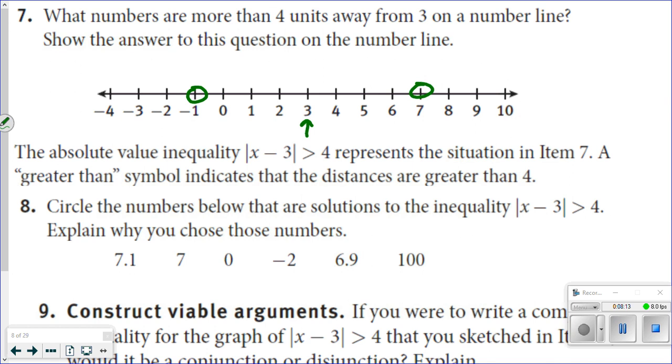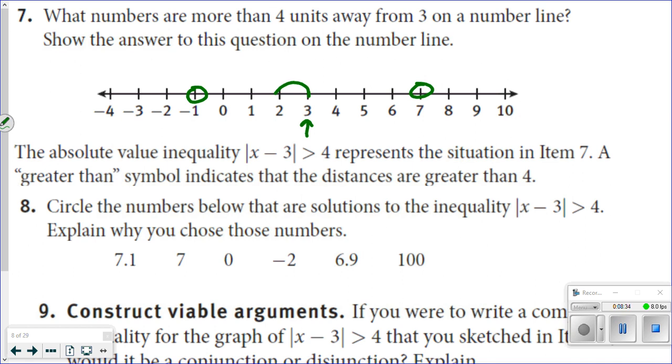And it says more than 4 units away. This is exactly 4 units right now, so I have to leave my circles open because I need more than 4. So let's think about where we shade. How far away is 2 from 3? That's only 1 unit away, so that's not an answer.